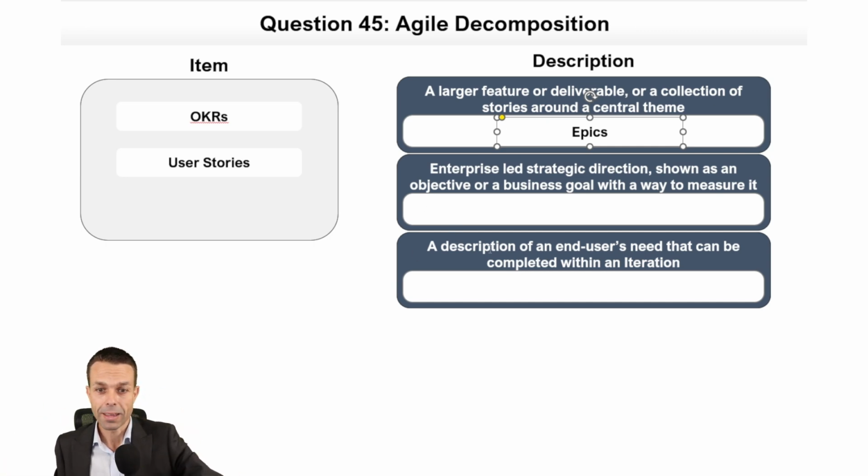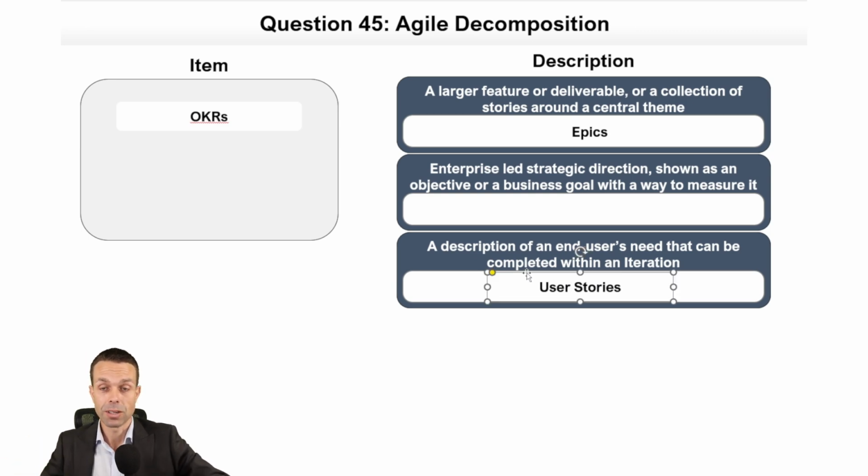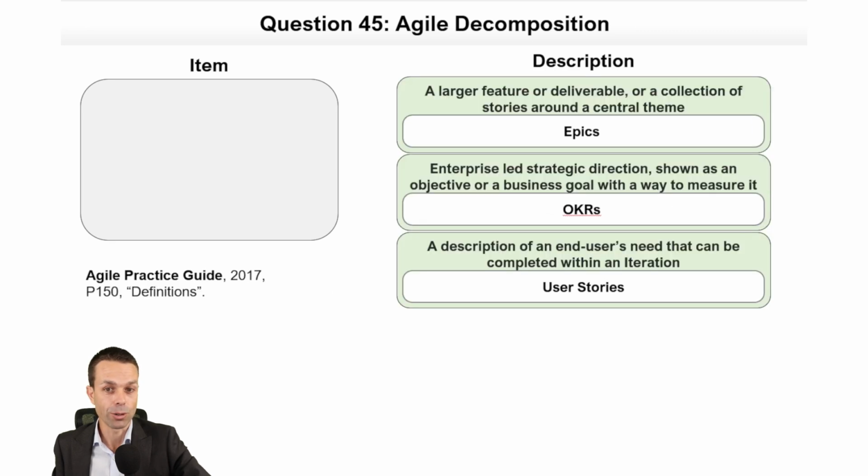So where's that one? A description of an end user's need that can be completed within an iteration. Similar to a work package in a traditional project. So you call them user stories or call them work packages. We're assigning them to a person so that they can complete them. But what's an OKR? That is an objective and a key result. An enterprise-led strategic direction, that's our objective, shown as a business goal, with a way to measure it, that is our key result, OKRs. Let's have a look.